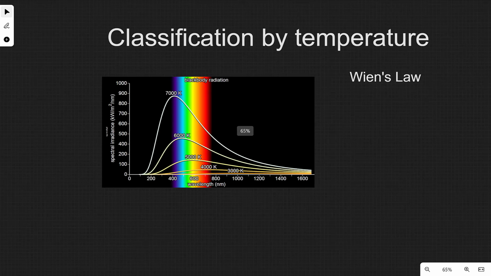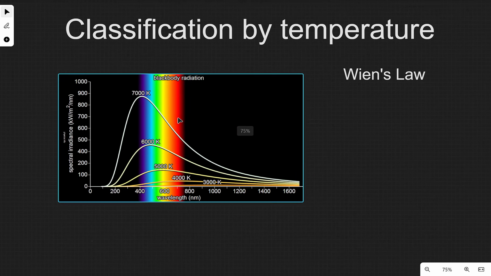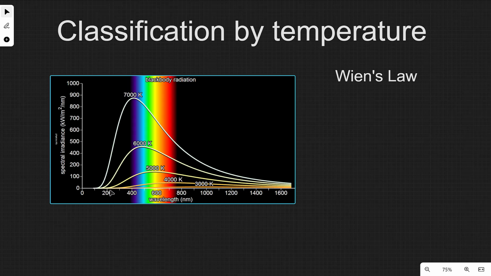And now let's have a look at classification by temperature. First of all, we need to recognize the blackbody radiation curve, and that is illustrated in this figure right here. Notice something interesting.